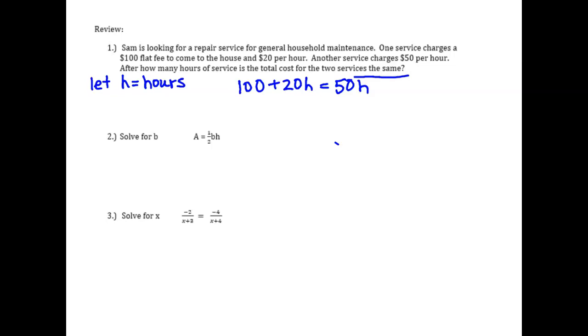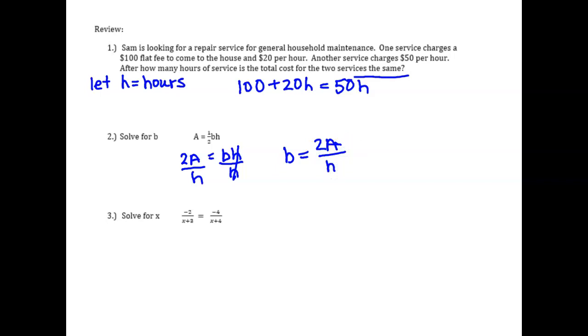Okay, so for number 2, solve for B. So this is a literal equation. To get rid of our fraction, we started off and multiplied both sides by 2. And then to get B by itself, all we had to do was divide by H. So B is equal to 2A divided by H.